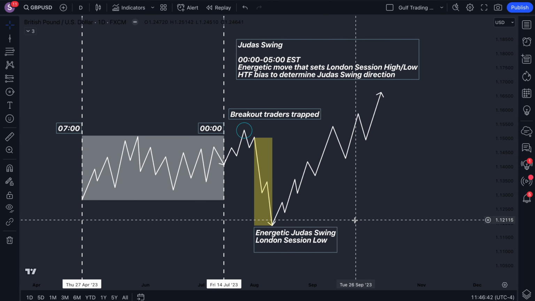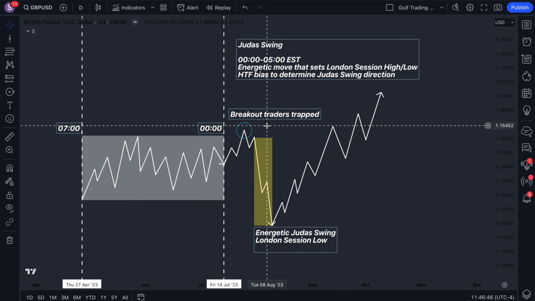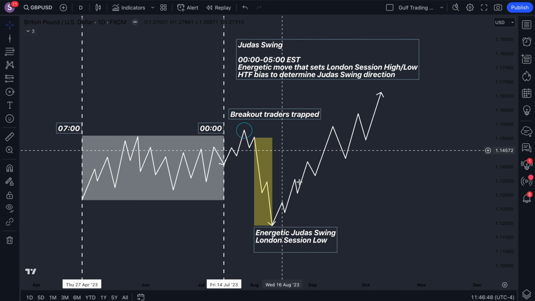So obviously a bearish setup would be opposite. You've got your bearish bias and you get a break below the low, Judas Swing up, taking out the highs, and then looking for your reversal there to take price lower.